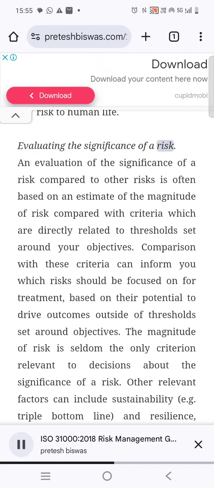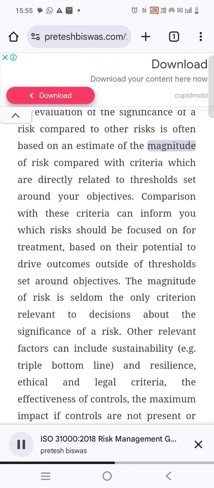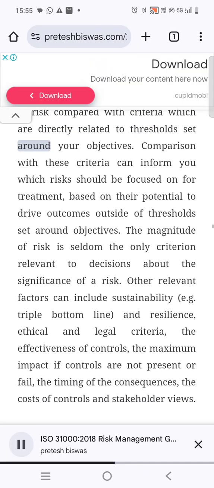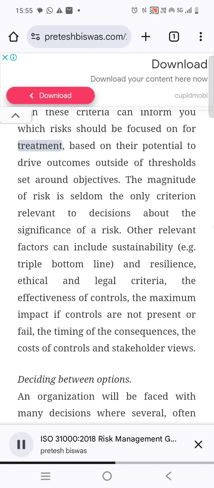Evaluating the significance of a risk. An evaluation of the significance of a risk compared to other risks is often based on an estimate of the magnitude of risk compared with criteria which are directly related to thresholds set around your objectives. Comparison with these criteria can inform you which risks should be focused on for treatment, based on their potential to drive outcomes outside of thresholds set around objectives.